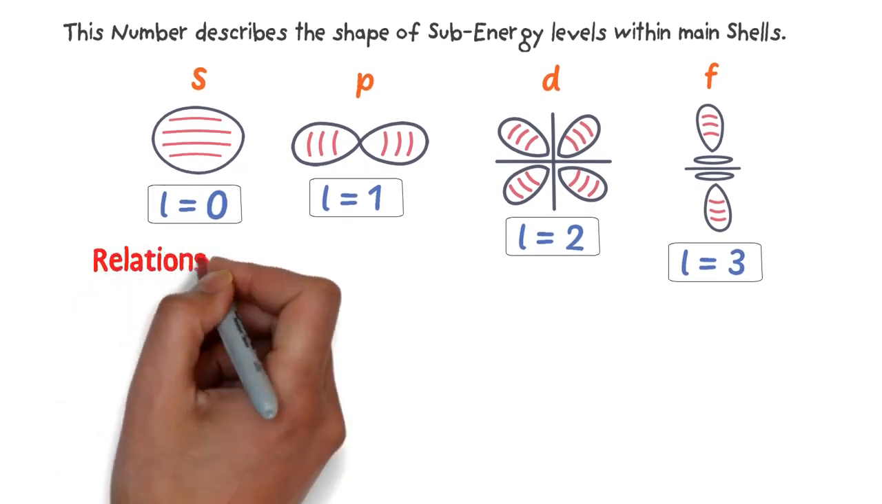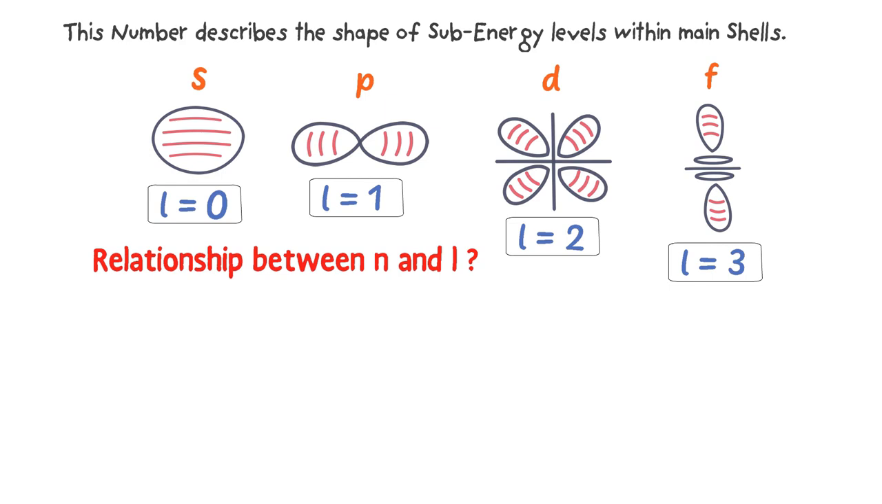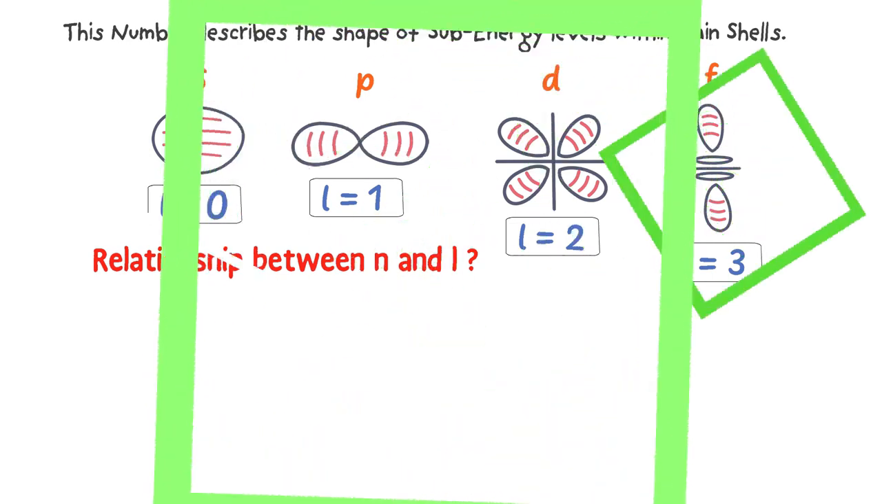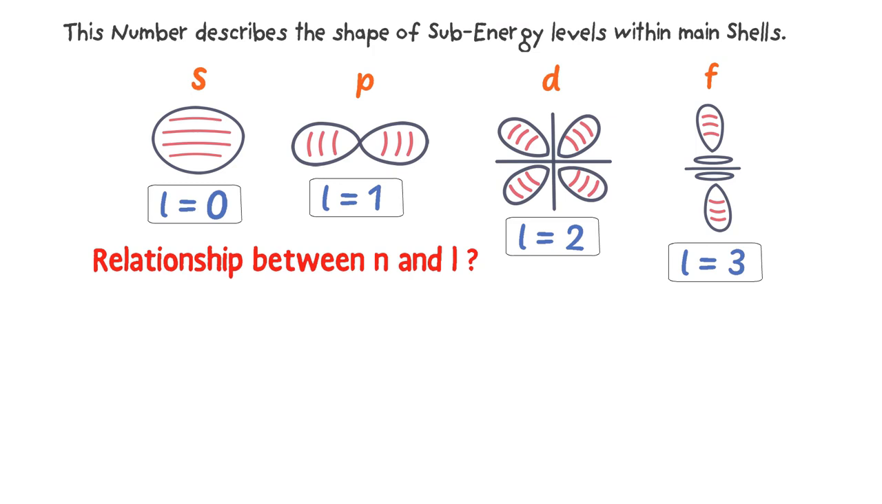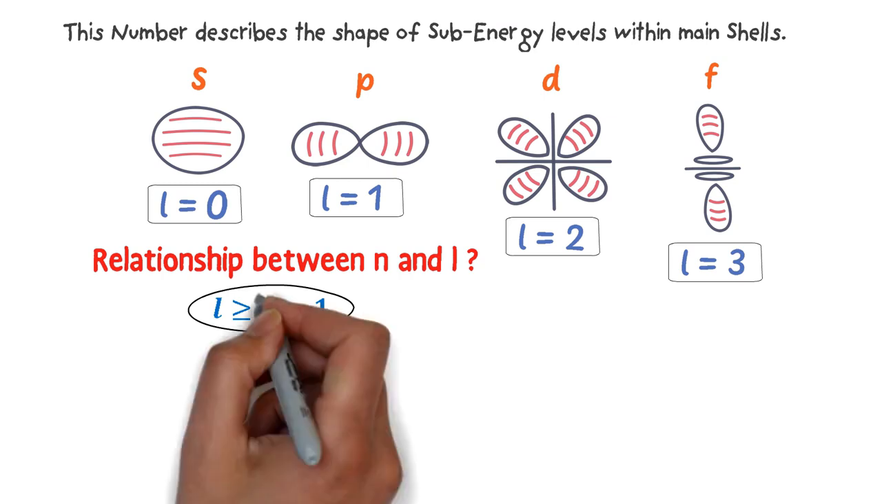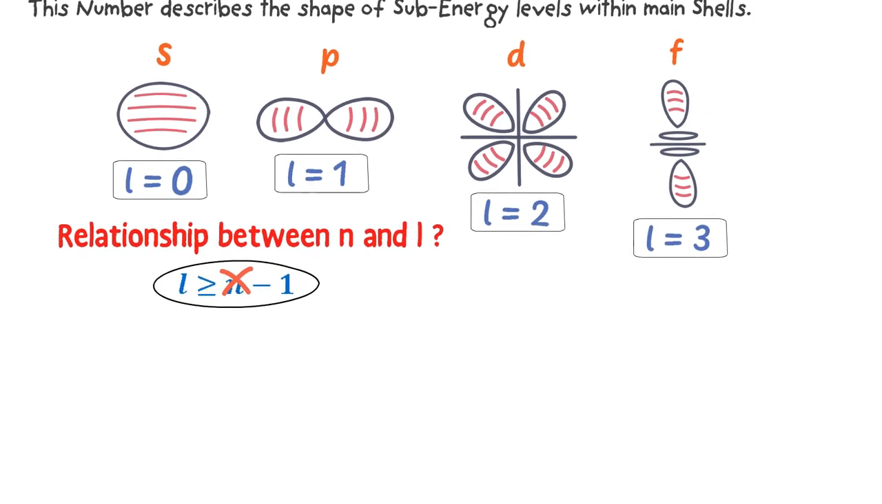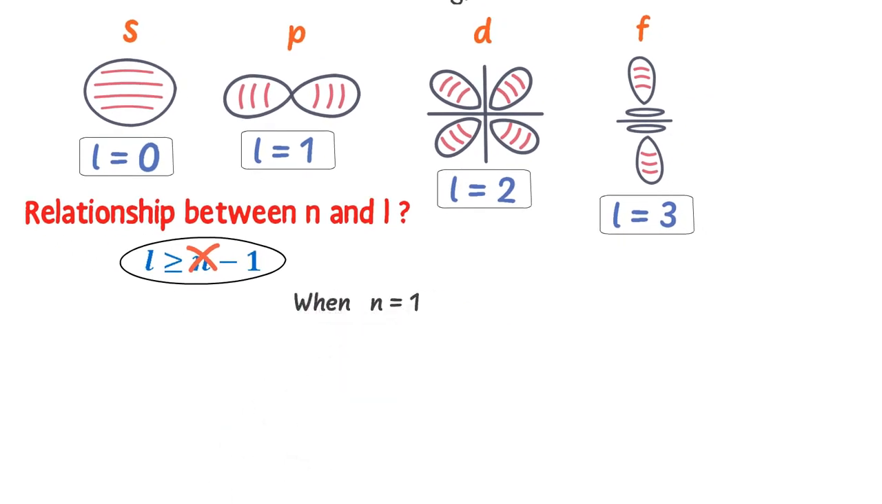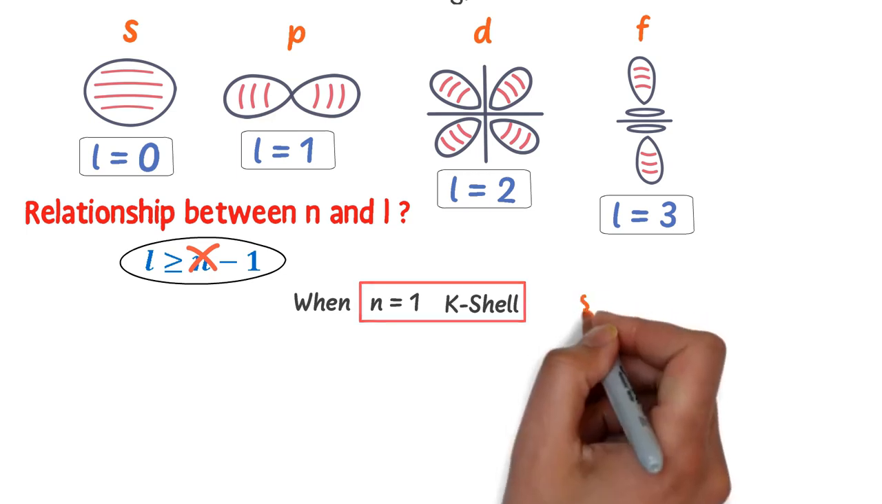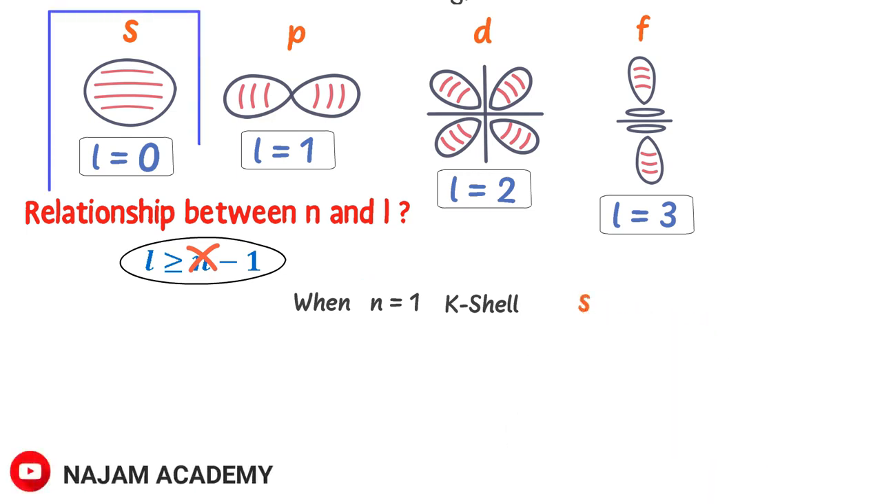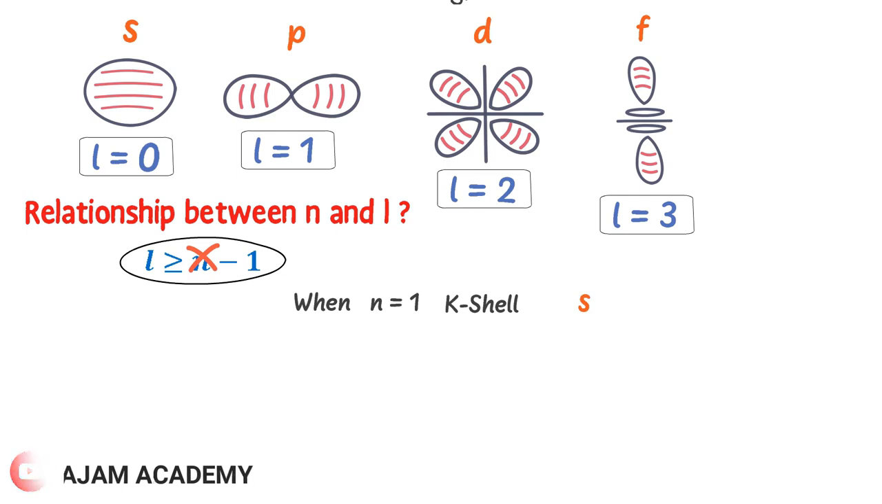Now what is the relationship between man energy levels n and sub energy levels l? Well, the relationship between them is l is from 0 up to n minus 1. But I do not use this formula. I use my personal trick. Now listen carefully. When n is equal to 1, it is K shell. n is equal to 1 means that K shell has one sub-energy level s. And we know that for s, l is equal to 0. So when n is equal to 1, l is equal to 0.